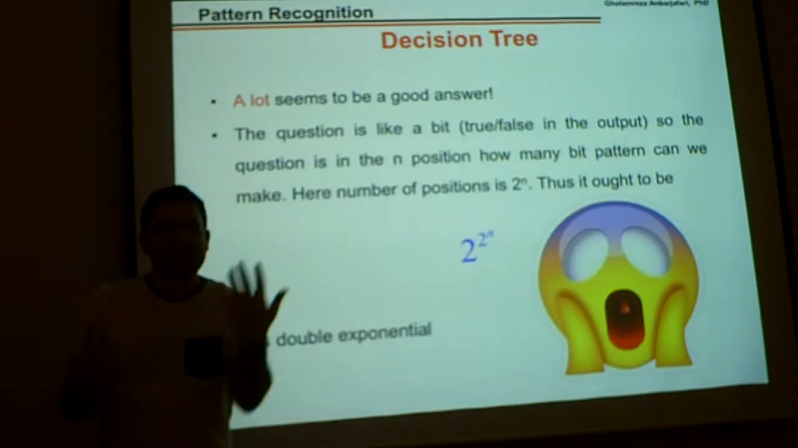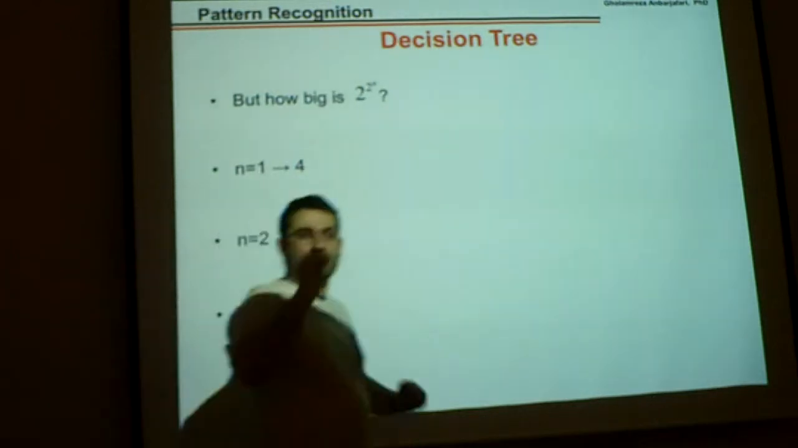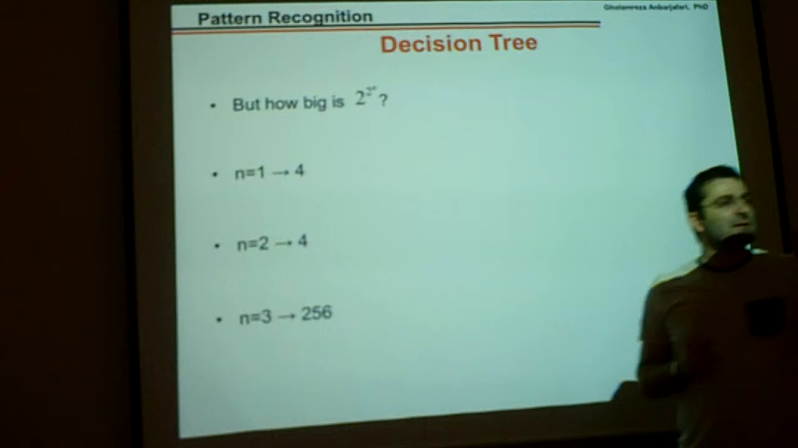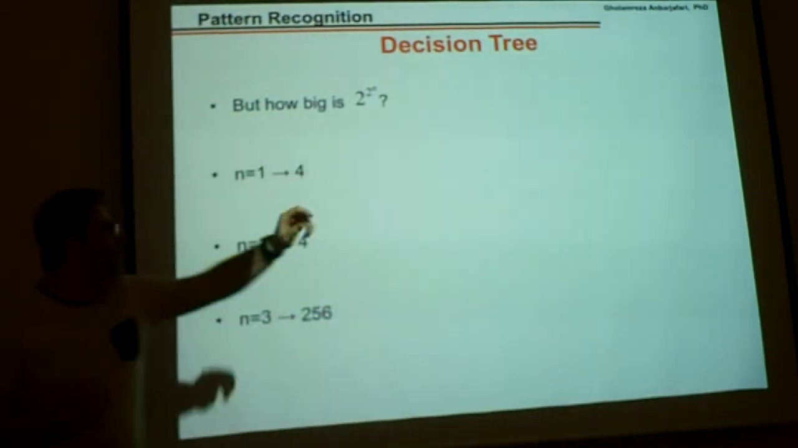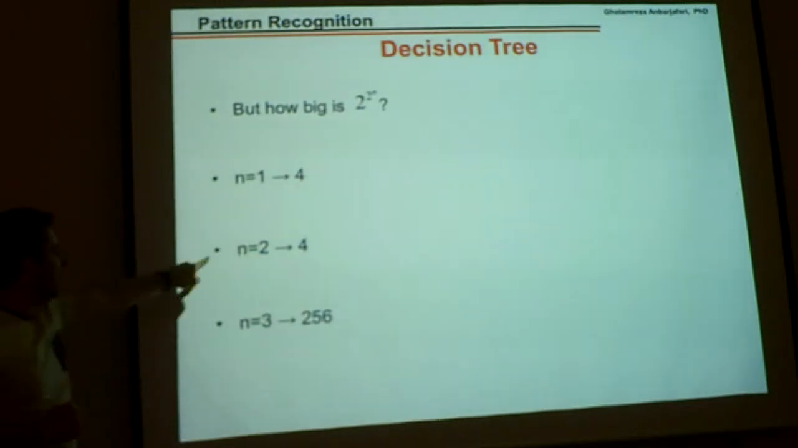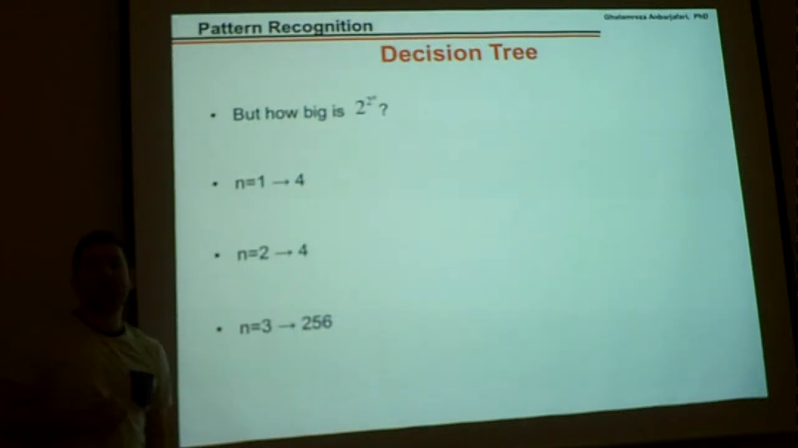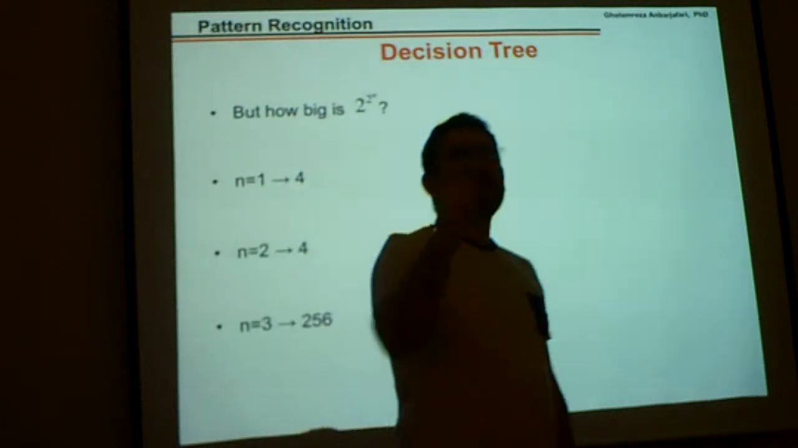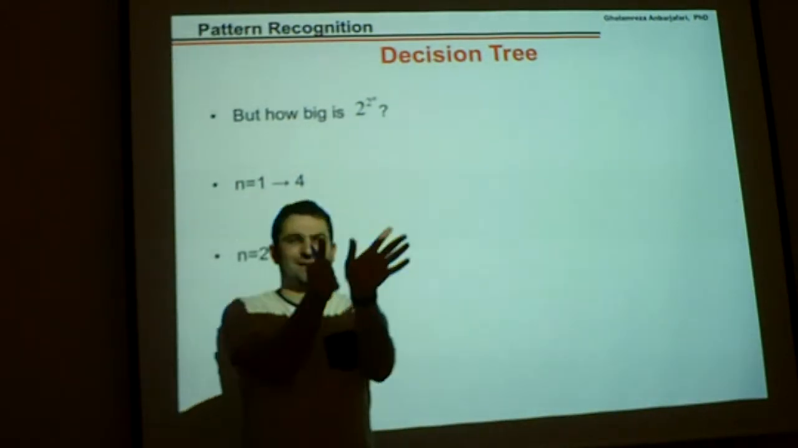Do you want to see how big it is? If n is equal to 1, it is 4. Why? Because I can have 2 to power n ways of putting the stuff, and when it was 2, I understand that this is 4. If n is equal to 2, I have 16. If n is equal to 3, I have 256. Can you calculate what the number is if n is equal to 6?